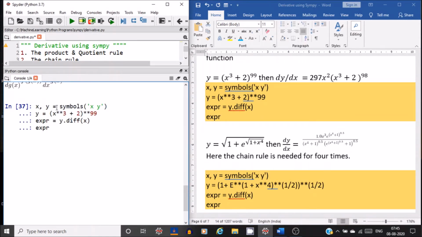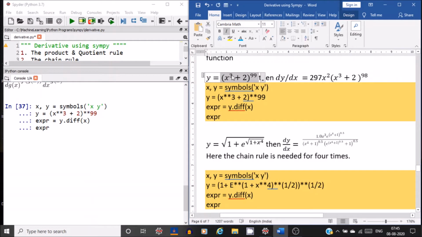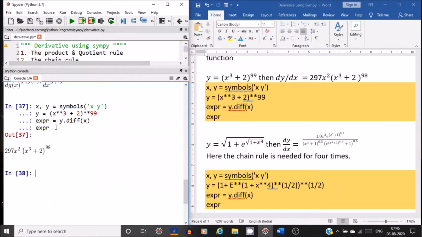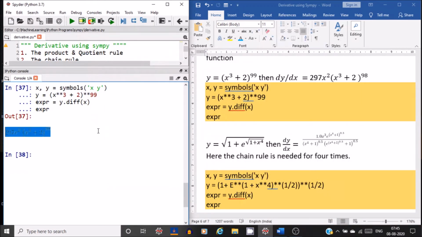Now here you can see x and y both are symbols, and y is equal to (x cube plus 2) to the power 99. So you can see here it is to the power 99, and we have to calculate dy by dx. We have to differentiate y with respect to x, and we can see the result. So this is the differentiation of this particular expression.